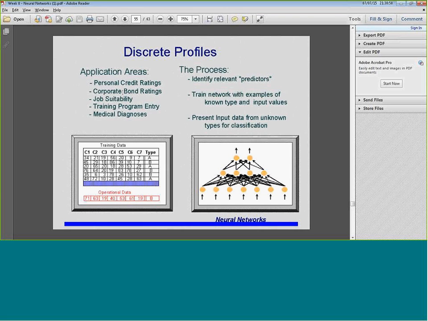How about profiles? This is, again, the credit rating problem. I could say, here are my predictors, and A means you paid the loan back, B means you didn't, so here are my past cases, and then I put this in and train a neural network.